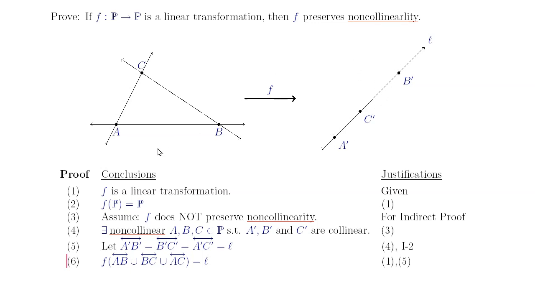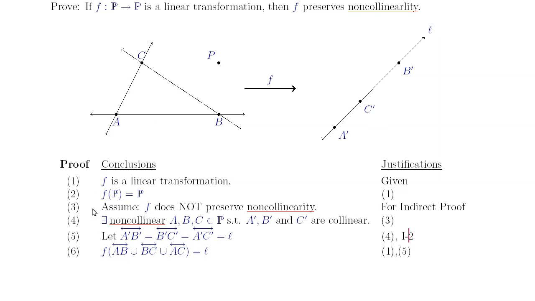And what we want to show next is that the entire plane is going to have to be mapped to a single line. So I'm going to pick a point, a random point outside those three lines. I put a point here. Let's just say I choose any random point outside these three lines.